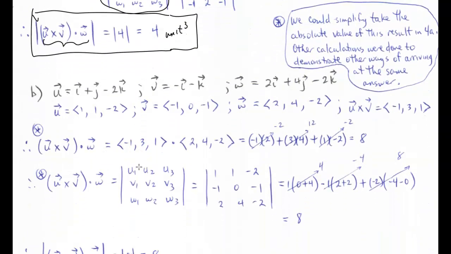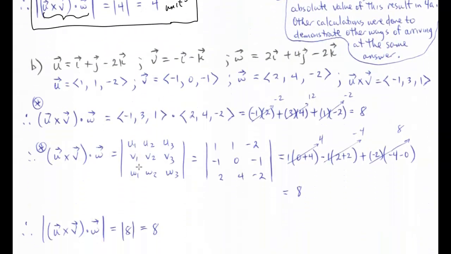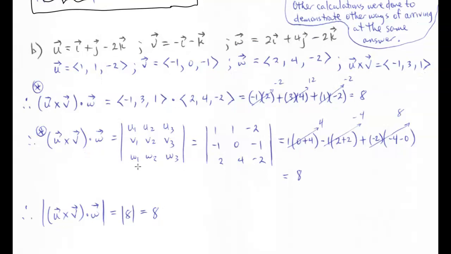All right, so for example B, kind of the same thing. We write our vectors u, v, and w in component form. Again, I know what u cross v is in this sense, but I really don't need it because we've already calculated what the triple scalar product for u, v, w is going to be, and we saw that it was 8. Absolute value of 8 is 8.